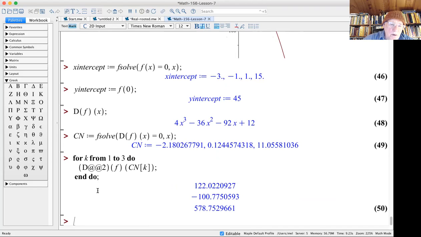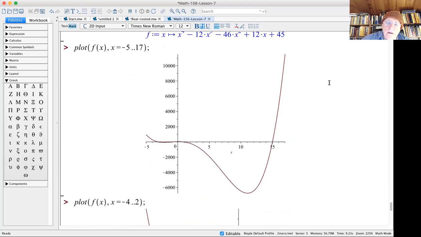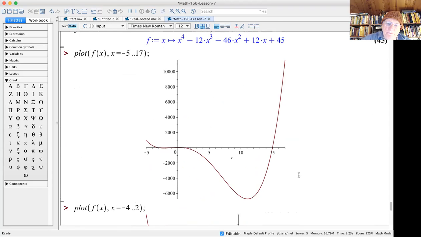So minus 2.18 and 11.05 are local minima, and 0.12 is a local maximum. Right? Minimum, maximum, minimum.